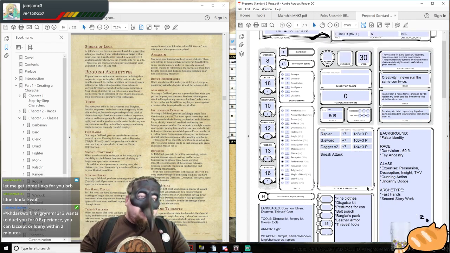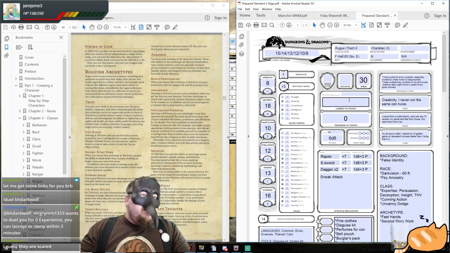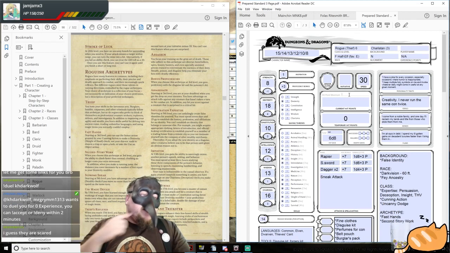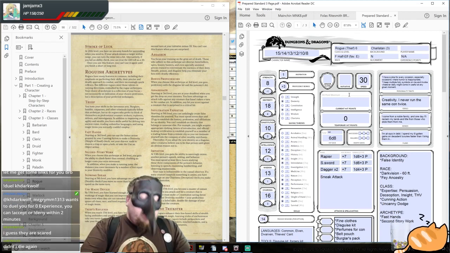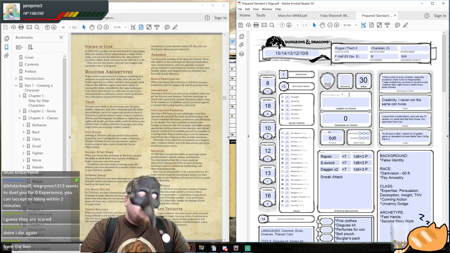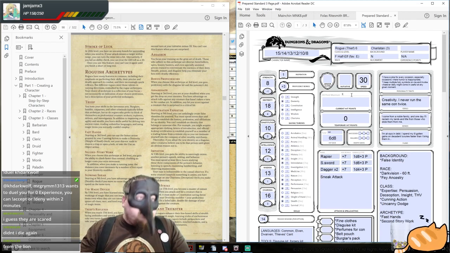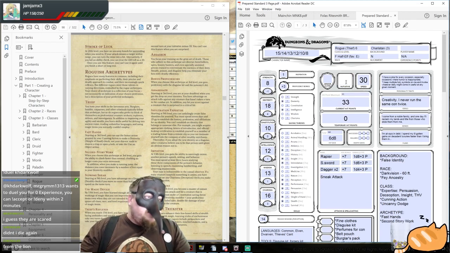Oh man, this character is really coming together. Oh, and also since we have our Constitution modifier, we have our hit point maximum, so that's going to be 8 at first level. Then we're going to go half plus 1 for her other remaining 5 levels. So that's 5 times 5 is 25, plus 8 is 33, unless my math is failing me.